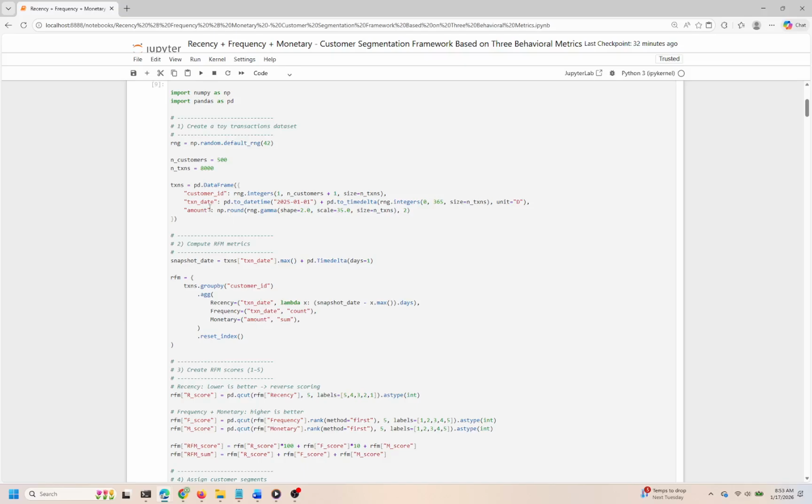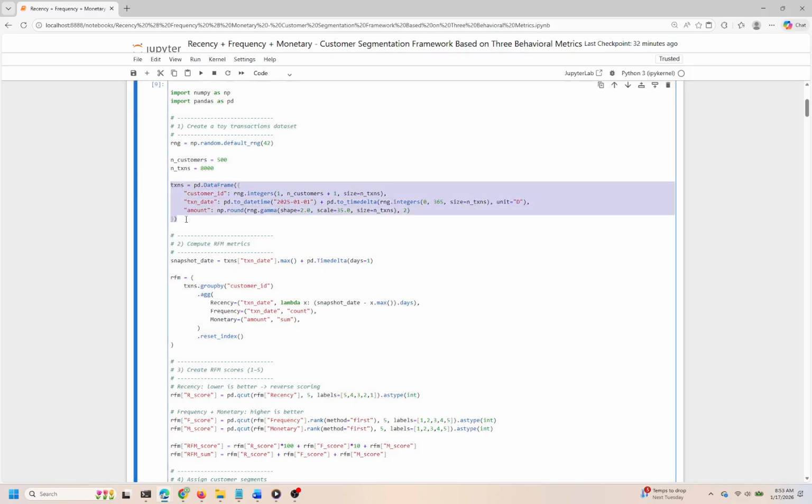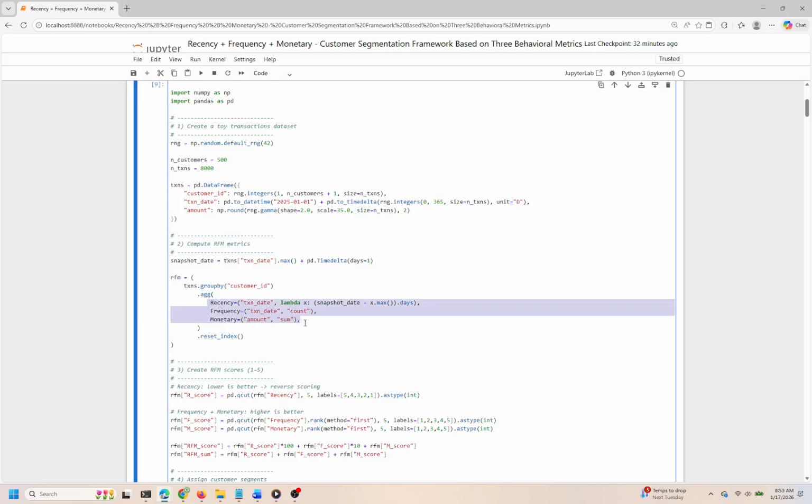By doing this, we establish a foundation for analyzing customer interactions over time, which is crucial for understanding their purchasing habits. Next, we calculate the RFM metrics. First, we establish a snapshot date that is 1 day after the last transaction. This helps to determine how recently customers have engaged with the brand. We group the transactions by customer ID and compute their recency, frequency of transactions, and the total spent amount. This process not only aggregates valuable data, but also sets the stage for meaningful insights into customer behaviors.